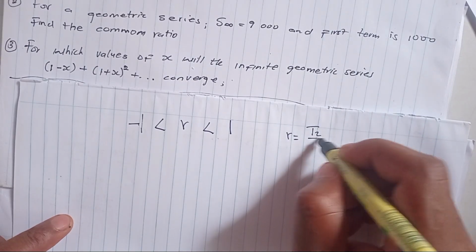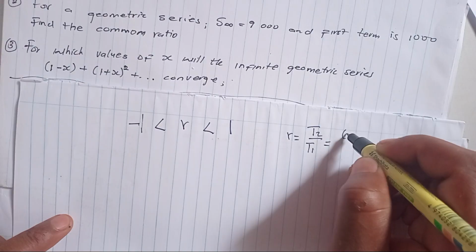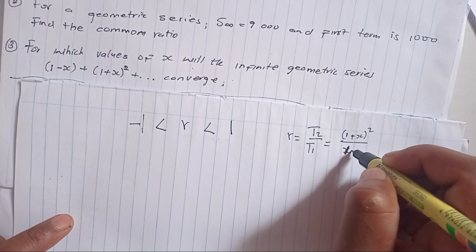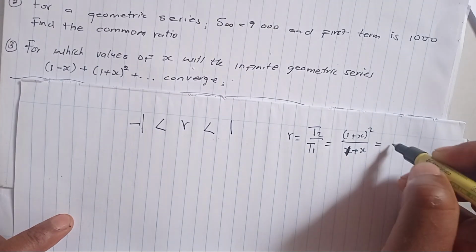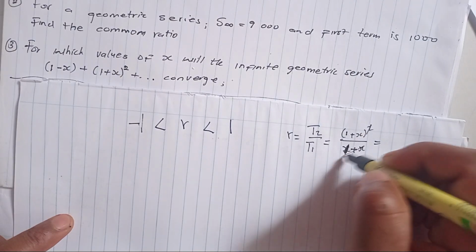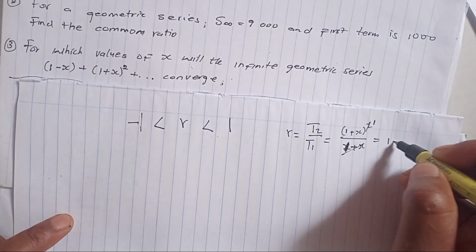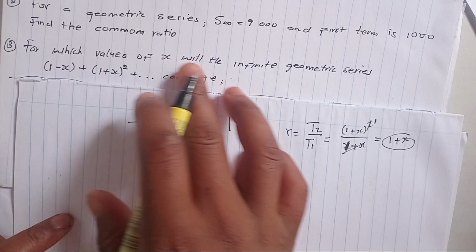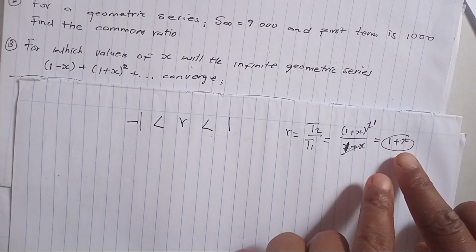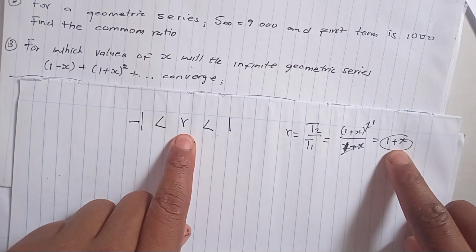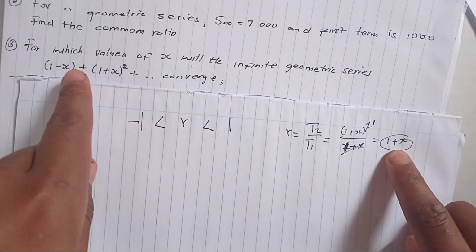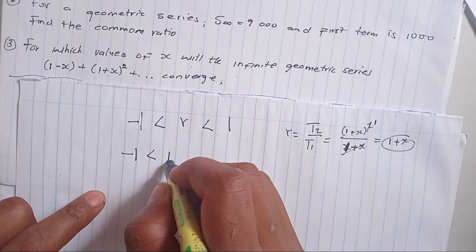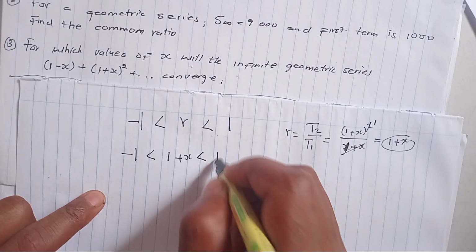You're going to say T2 divided by T1, which is equivalent to (1 plus x) squared divided by 1 plus x. And then we're going to have this cancel, this cancel, and then we are left with 1 plus x. So this is our r. We are looking for the values of x for which this one will converge. We are going to take this very same r and plug it here because this is the notation for a converging series. So we're going to have -1 less than our r, which is 1 plus x, less than 1.